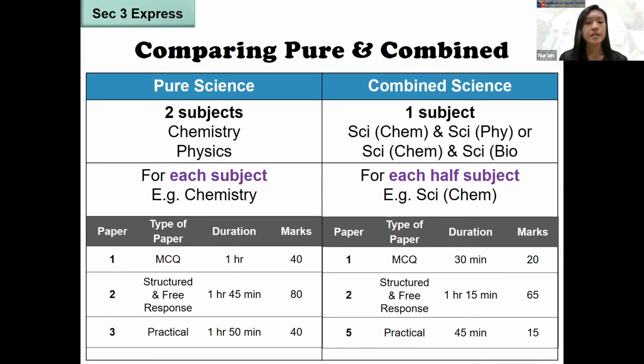A second difference is that although pure science and combined science have theory and practical assessment, their weightings are different. For example, pure science will have approximately 5% more weighting in their practical component due to the increased depth of knowledge as well as the practical skills.